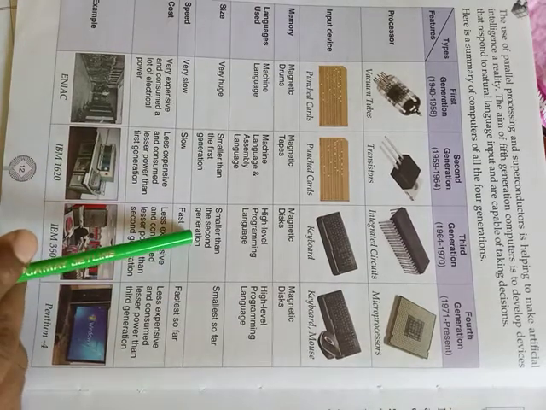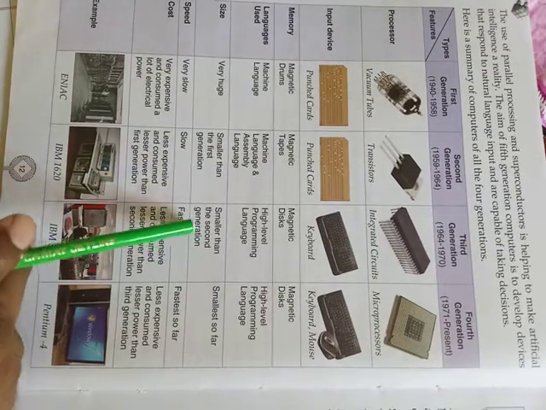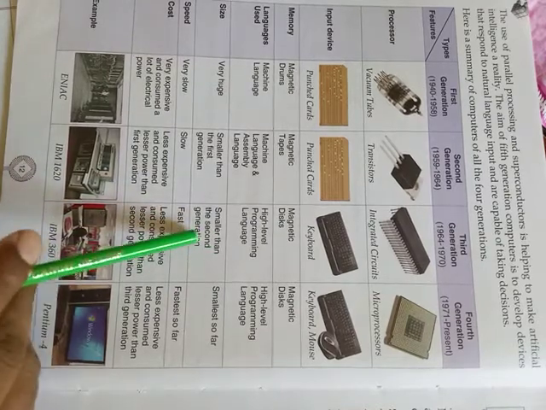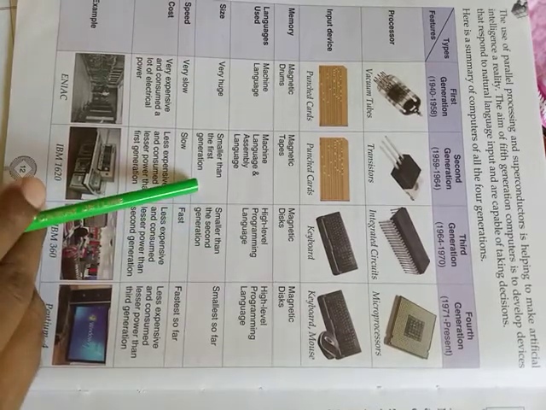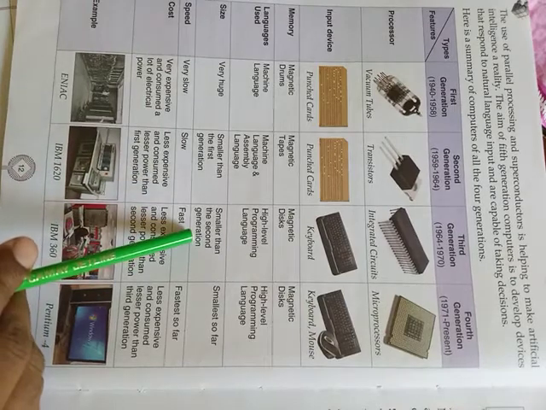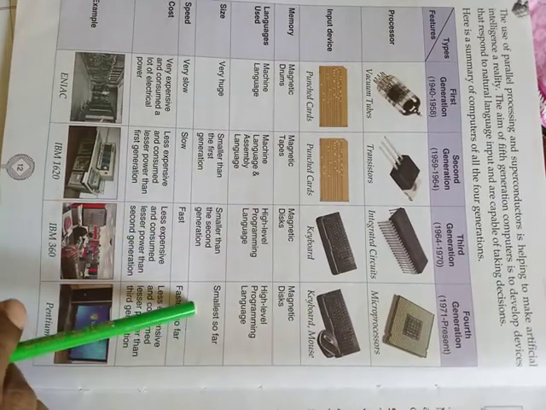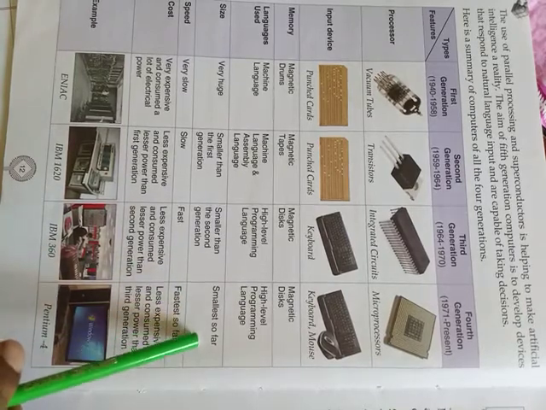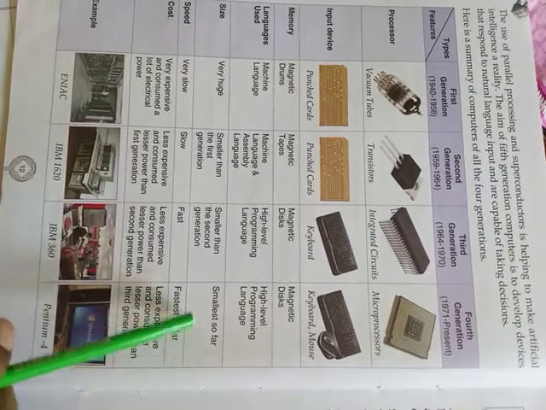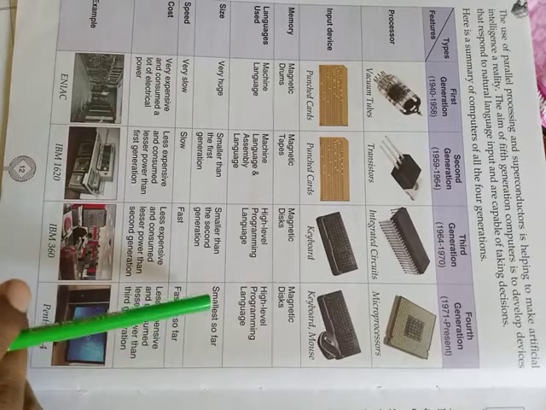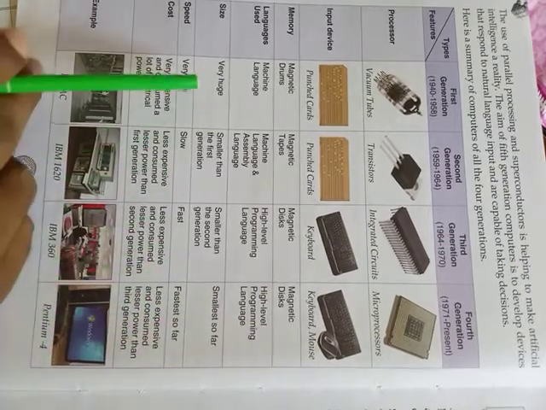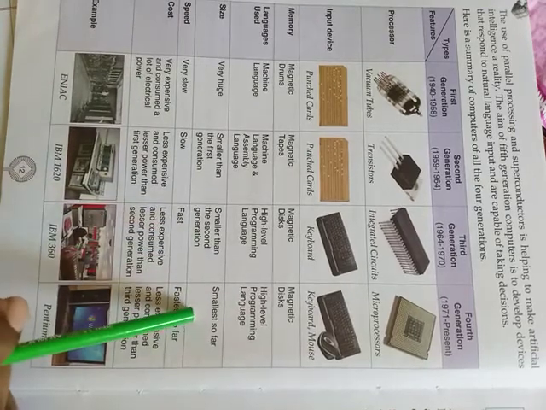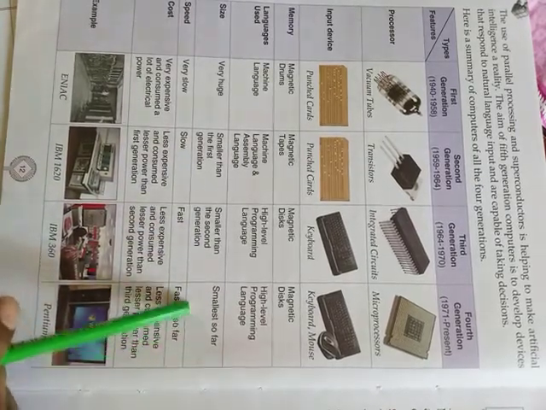Now let us see the third generation computer. It is smaller than the second generation computer. Now the fourth generation computer is the smallest so far. It is so small. Among these four, the fourth generation is the smallest.